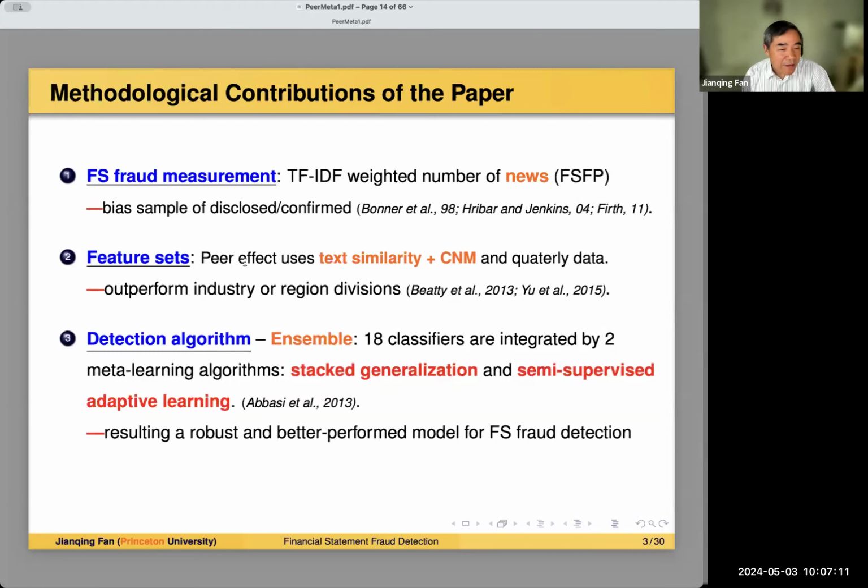And then in terms of detecting algorithm, we use 18 classifiers, and actually, as we speak, we are adding two more classifiers, integrated into two meta learning algorithms. One is called stack generalization, and the other is called semi-supervised adaptive learning. This results in a more robust model with better performance for fraud detection. So this is in terms of methodological contribution.